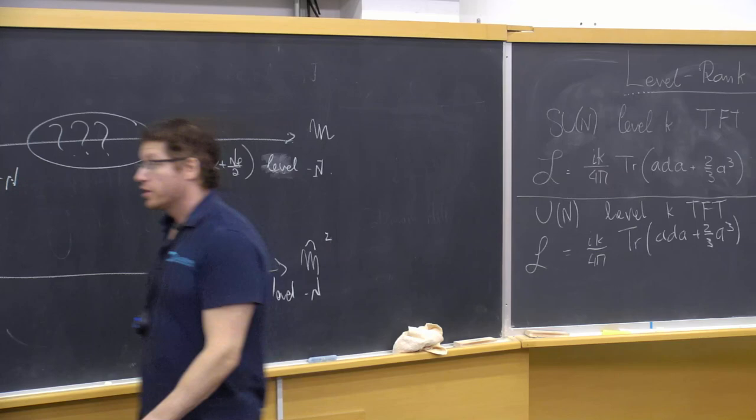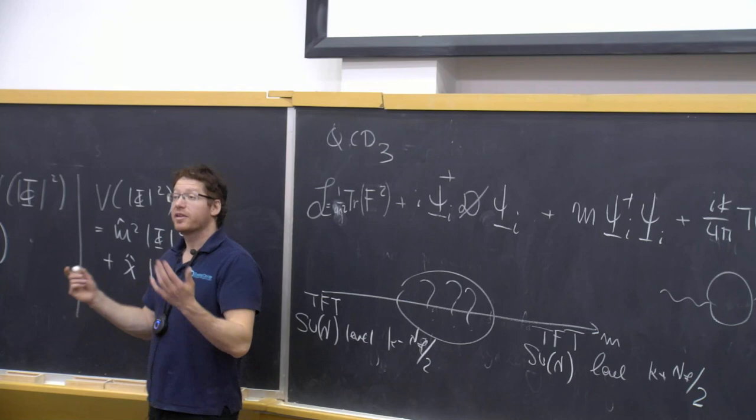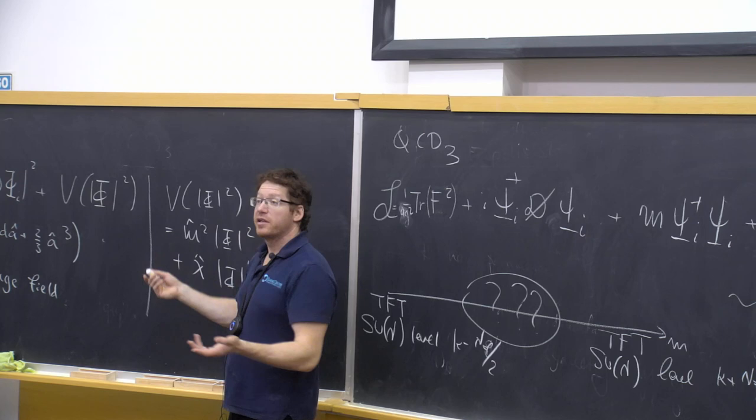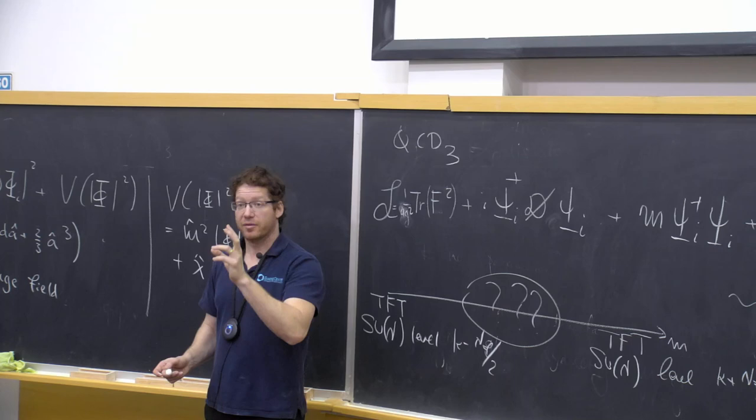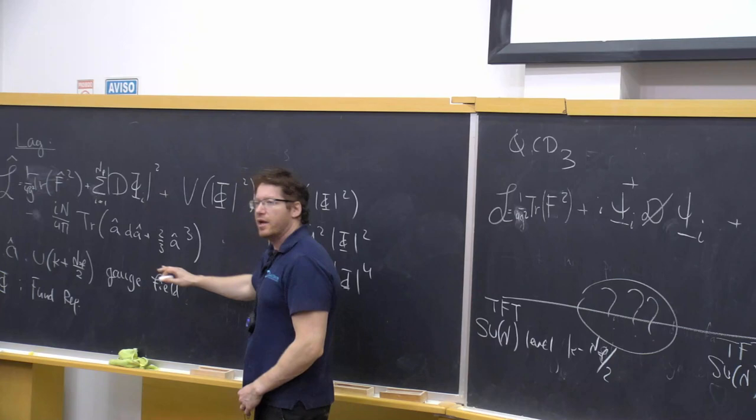At huge negative m hat squared, we have a Higgs mechanism. The scalar fields condense. And now it's getting more interesting. The scalar fields condense, and therefore they break the gauge symmetry. And we have to be careful to find what they break this gauge symmetry to. It's a slightly complicated Higgs mechanism because we have a non-abelian gauge symmetry, we have enough scalars, so let's do it a little carefully.